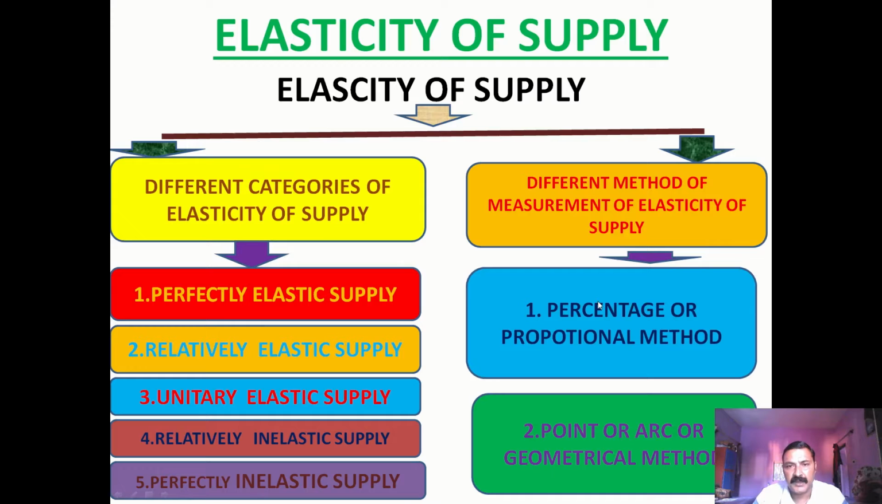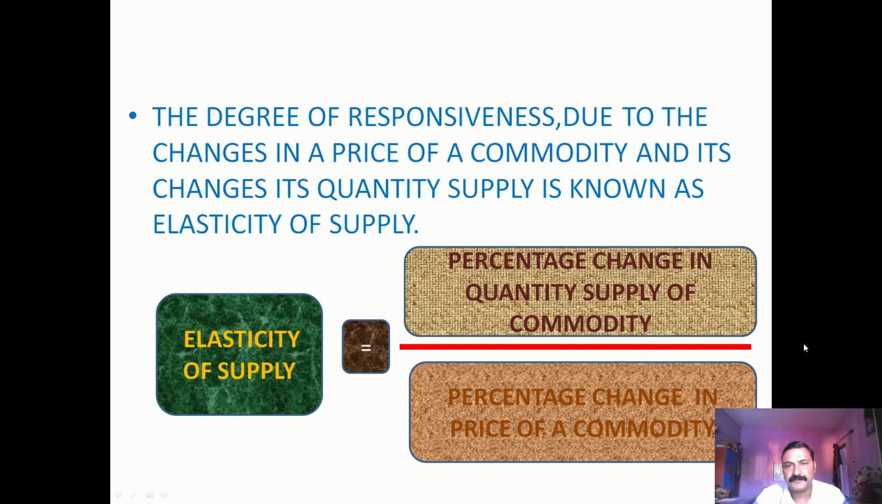There are two methods we use to measure the elasticity of supply. First is the percentage or proportional method. The second one is the point or geometrical method. So first we will take the percentage or proportional method.